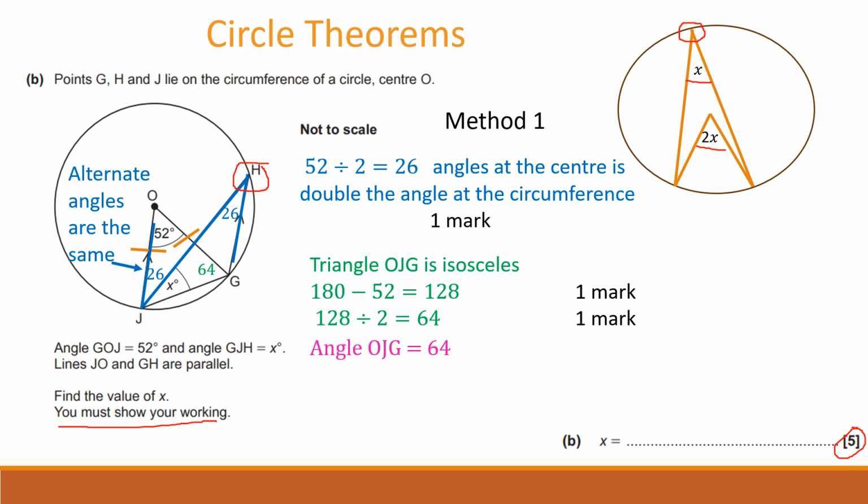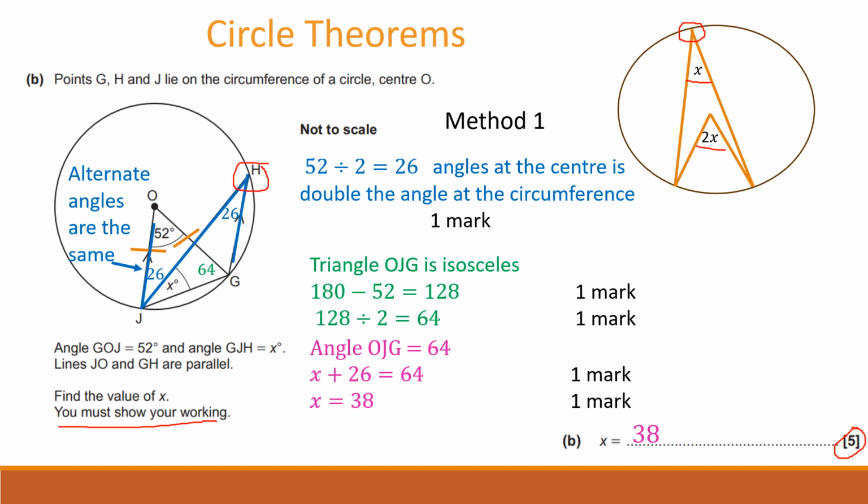But I already know that OJH is 26. So angle X plus 26 is going to give me 64. And then if I take 26 from both sides, that gives me 38, which gives me my last mark. So you need to then write 38 on your answer line once you've got your final answer.